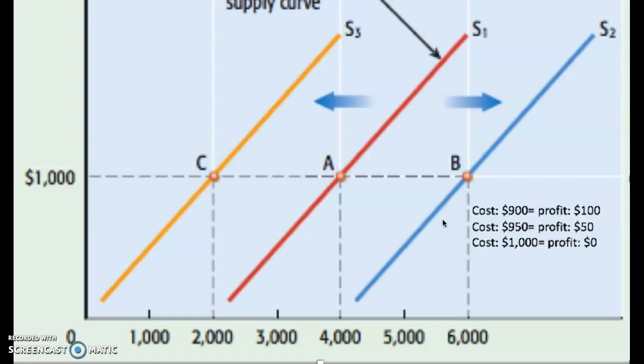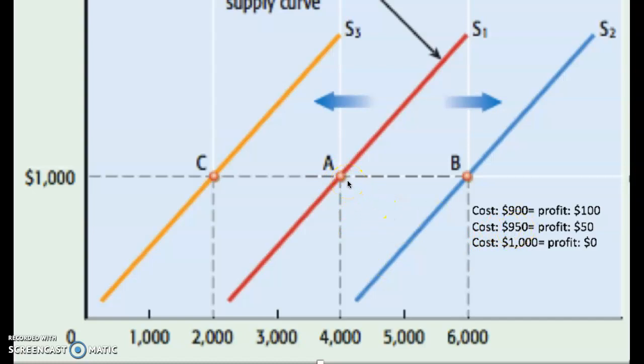All right. So let's pretend we are starting at point A. Let's just say it costs firms $900 to produce at point A. They are going to make $100 profit per unit because it costs them $900 to build each unit and they sell it for $1,000. So they're making $100 per unit. But let's just say that the cost to produce it goes up to $950.